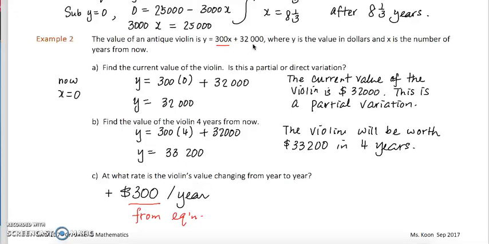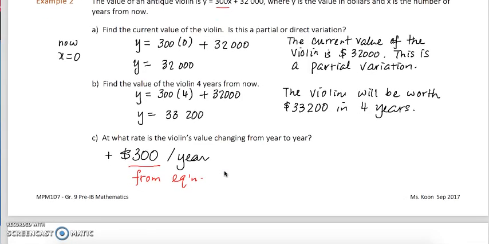At what rate is the violin's value changing from year to year? In the equation, notice that the value that keeps changing, or the rate of change of this linear relation, is the coefficient of x, which is 300. So this is suggesting that, starting from $32,000 in year 0, every year the violin's value increases by $300. Therefore, we can say that the rate is $300 per year, or simply 300.